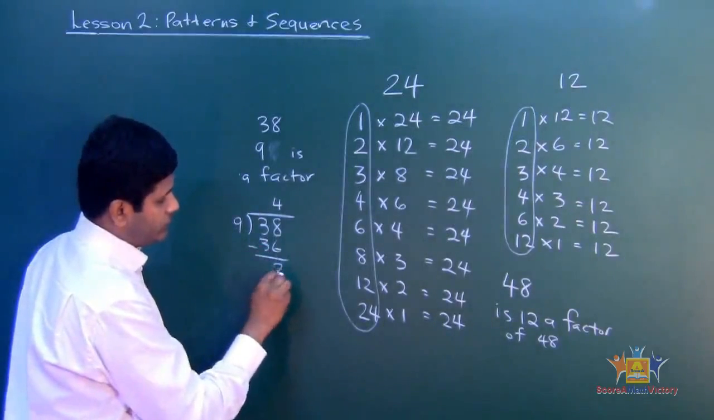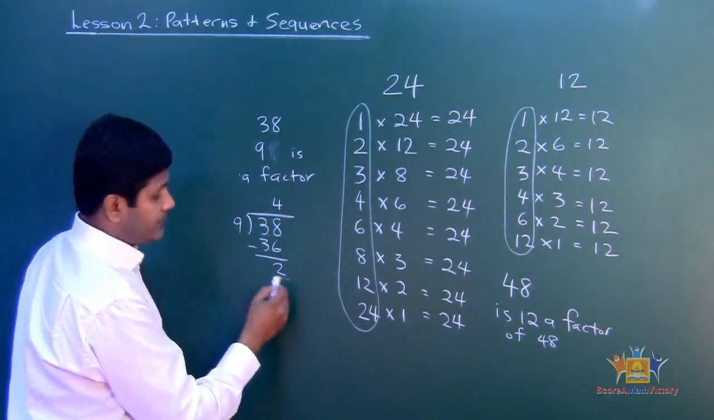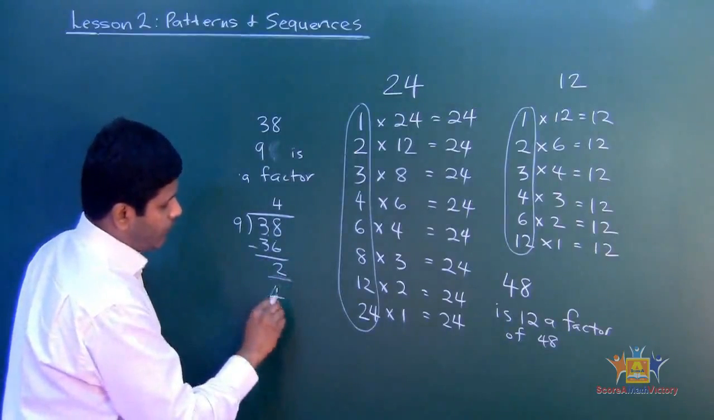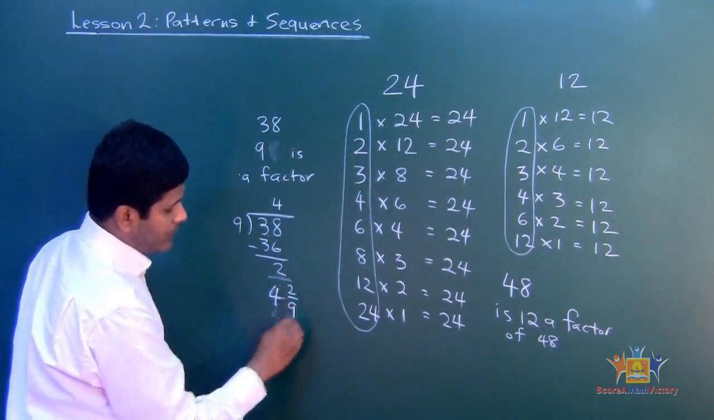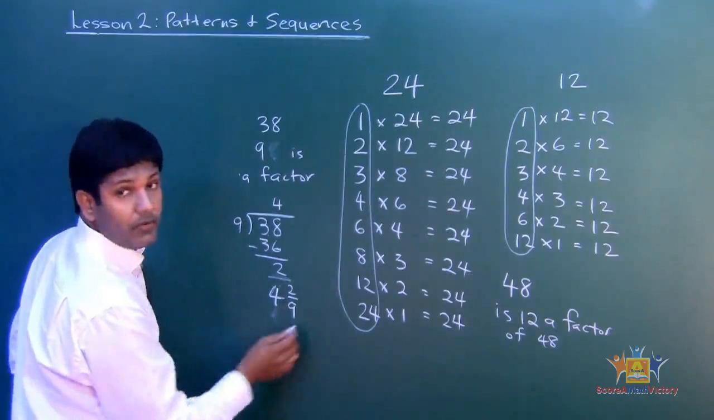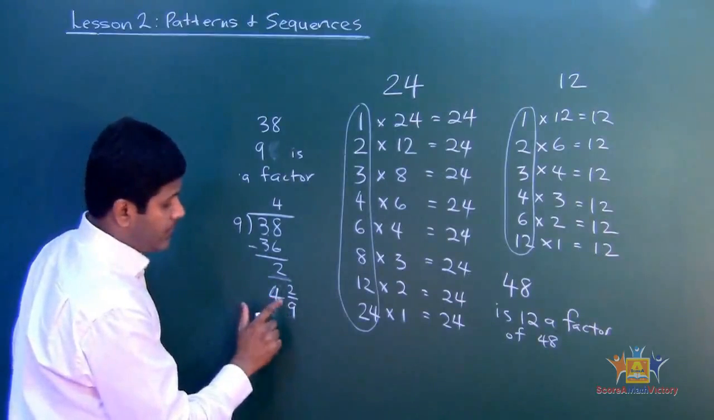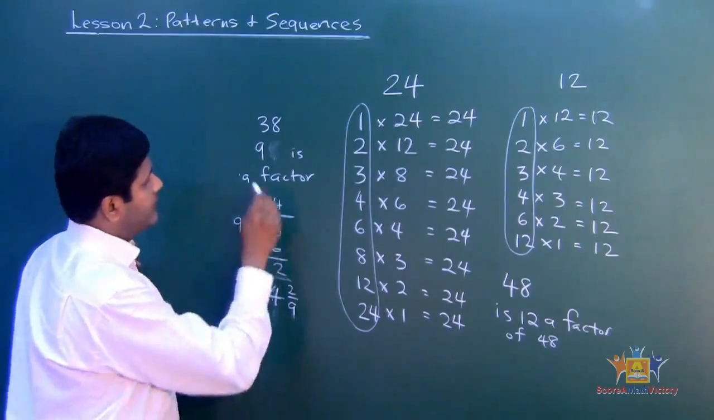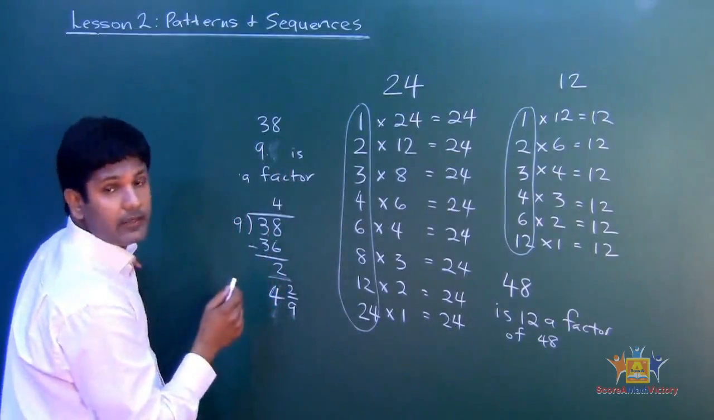8 minus 6 is 2. 3 minus 3 is 0. There's no number to bring down. That means this is the remainder. Remember, when you have something like this, how do you write it? You write it as a 4, 2 over 9. This is not a round number. Okay? So it's a mixed number. It has a number and a fraction, which we'll be learning in the next lesson about fractions. So that means 9 is not a factor of 38.